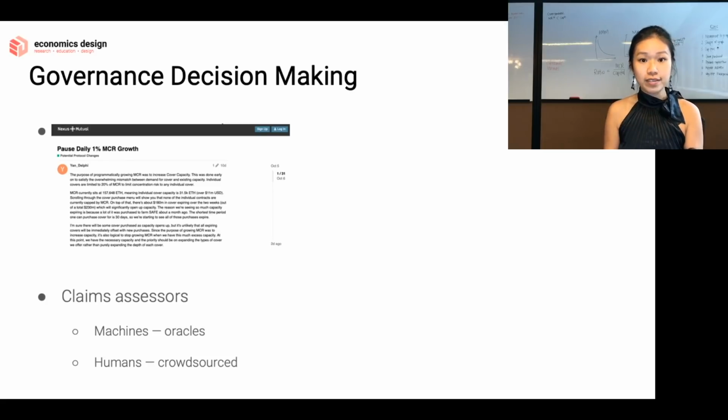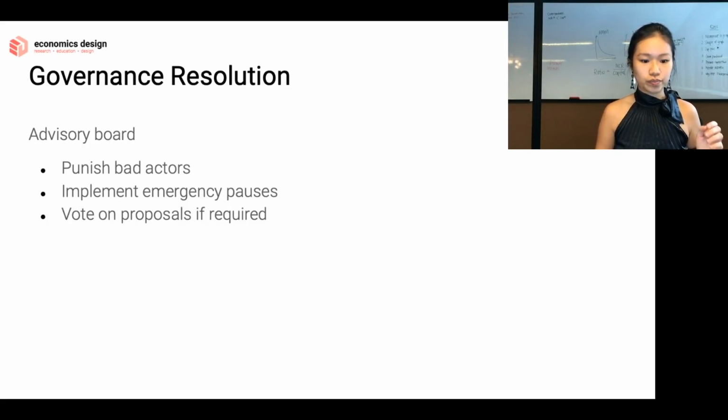Remember, claim assessors basically stake their NXM tokens and say yes or no to whether we should accept this claim and return the losses. That's what claim assessors do. And this is crowdsourced by all the different participants, which are all the various claim assessors. So this is how governance decision making is made in Nexus Mutual.